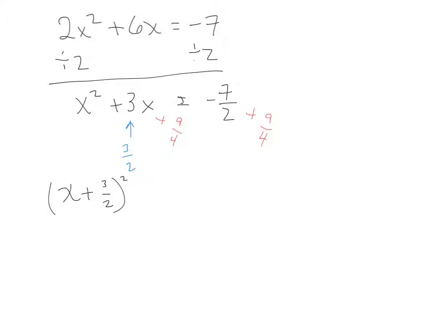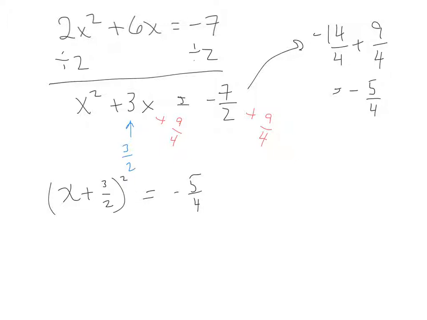What that's going to get us is, if we take that a little bit off to the side, negative 7 halves is negative 14/4. So negative 14/4 plus 9/4 is negative 5/4. And of course, now we look at this and we say, well, how can a perfect square equal negative 5/4? It can't.